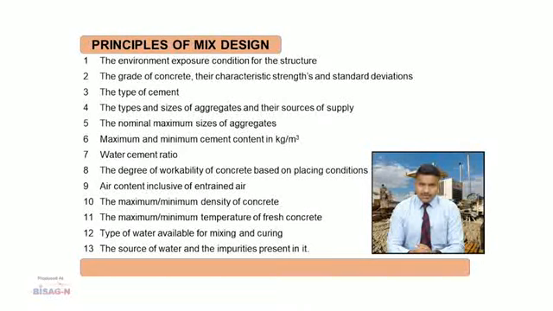Number 6, maximum and minimum cement content in kilogram per cubic meter. Number 7, water cement ratio. Number 8, the degree of workability of concrete based on placing conditions. Number 9, air content inclusive of entrained air. Number 10, the maximum and minimum density of concrete. The next point is the maximum and minimum temperature of fresh concrete. The second last, type of water available for mixing and curing. And last, the source of water and the impurities present in it. These are the principles of design mix.